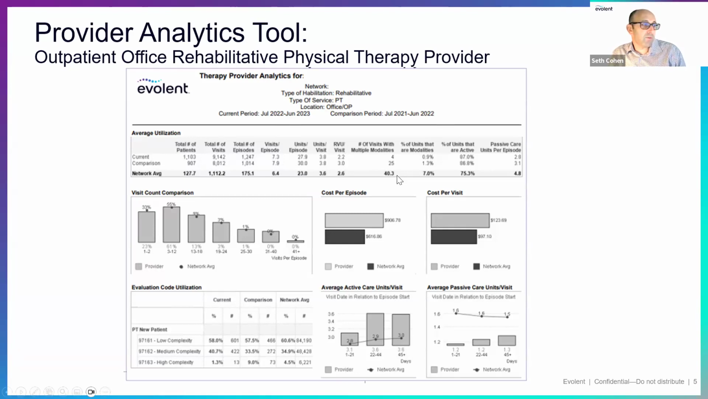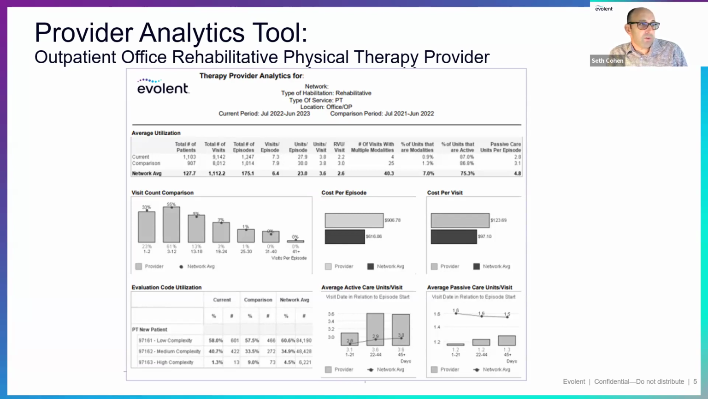Some of the areas we did add for outpatient are looking at the use of modalities. The first one is the number of visits with multiple modalities, and the second one is the percent of units that are modalities. We know that there is a time and a place for modalities, but how effective are they in the true treatment of a patient? We'll find that there are providers that are using modalities all the time. There was one I looked at a couple days ago where the provider was using them 50% of the time with their patients. I'm not sure that's necessarily the best use of time, and from what the research shows, not really the best way to go.